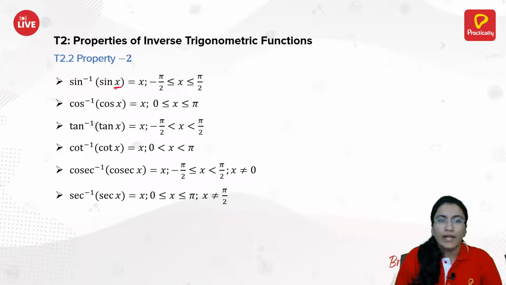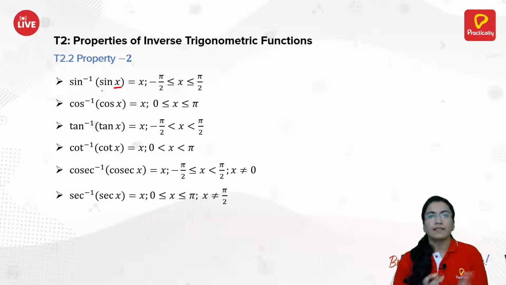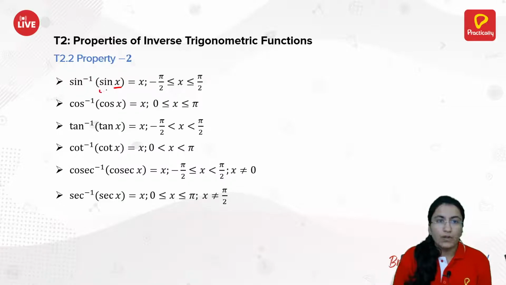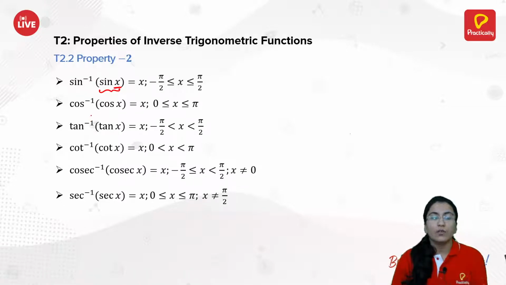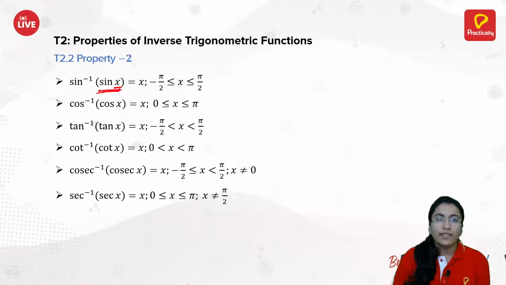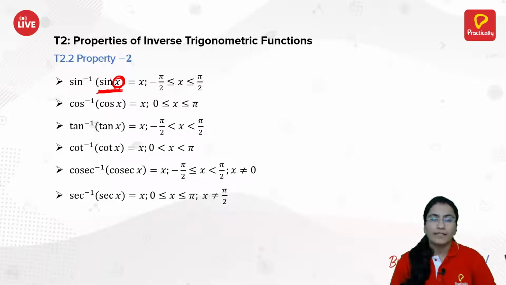Whatever value you supply for x, you will take sine of that value first, then you will take sine inverse of that value. So that the function is satisfied, this value of sine x must lie in the domain of sine inverse. That means this value of x must lie in the range of sine inverse.